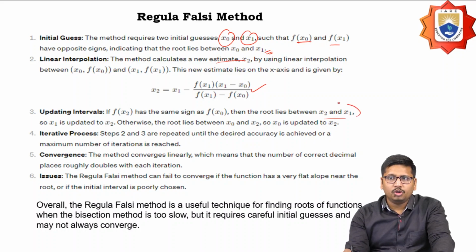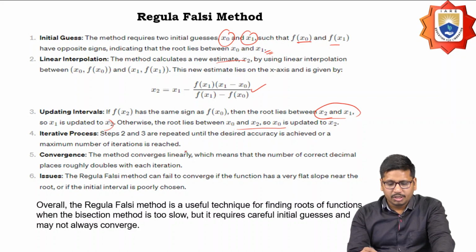And updating intervals: if f of x2 has the same sign as f of x1, then the root lies between x2 and x1, so x1 is updated to x2. Otherwise the root lies between x0 and x2. Then the iterative process means that steps 2 and 3 are repeated until the desired accuracy is achieved.